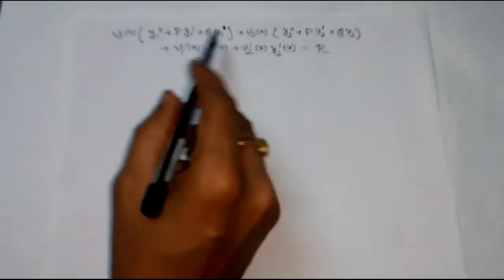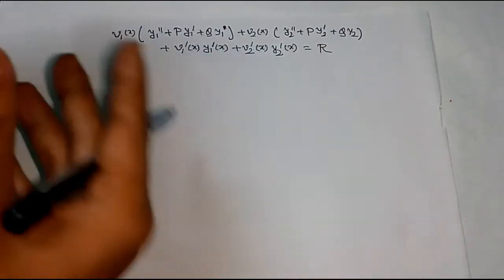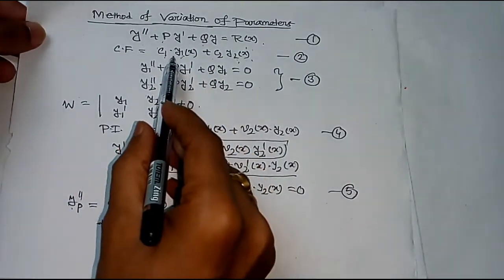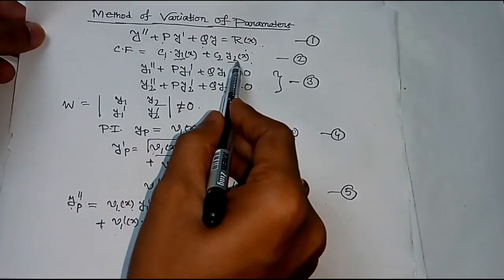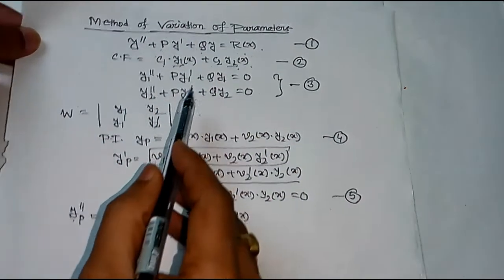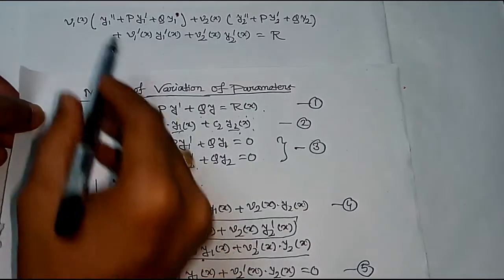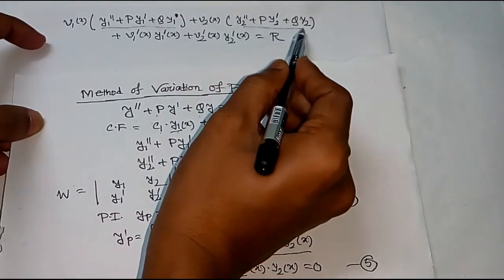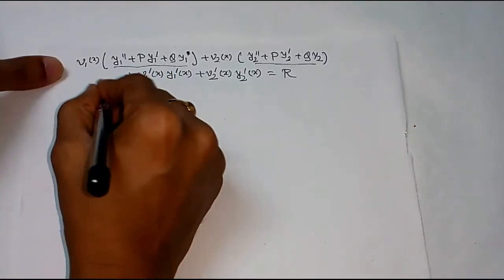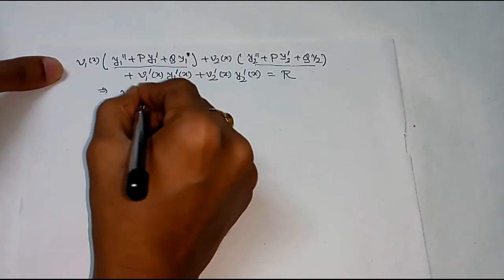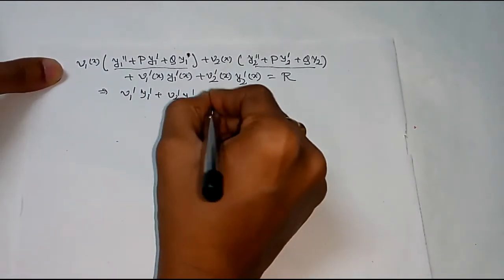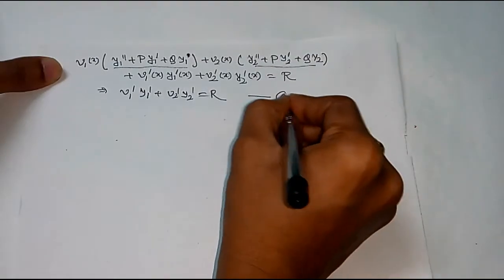Now we find that y1 and y2 are two complementary functions. So from this equation we know that the complementary functions y1 and y2 must satisfy these two equations. So from here we find that this will be equal to 0 and this will again be equal to 0. If we replace these two values, then the equation reduces to v1 dash y1 dash plus v2 dash y2 dash equal to r. We call it equation number 6.